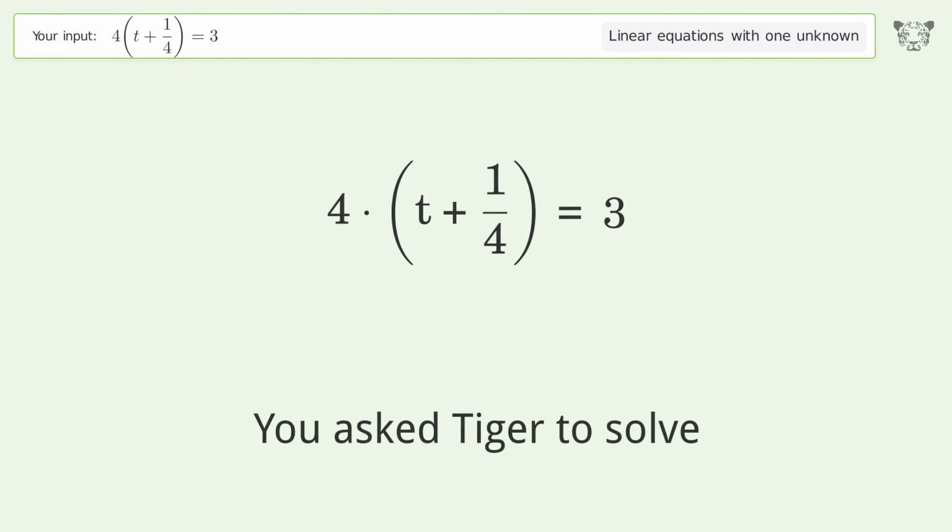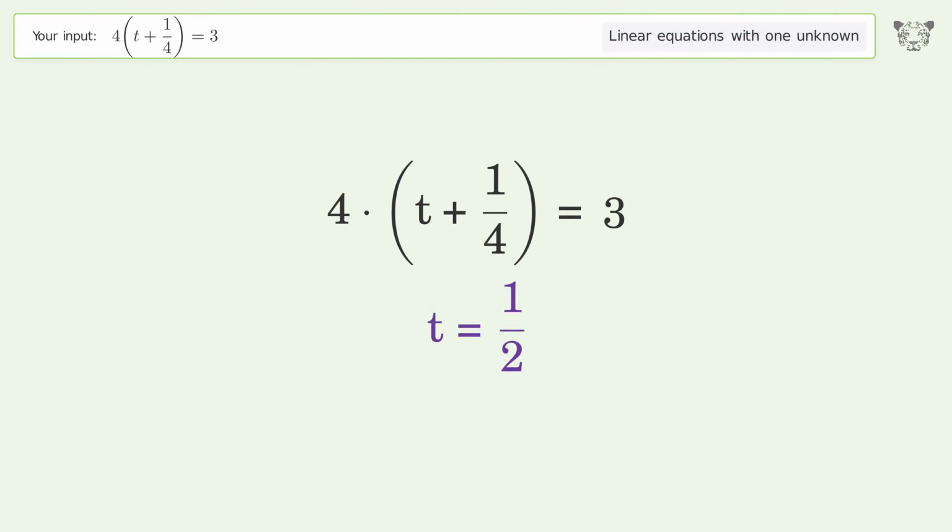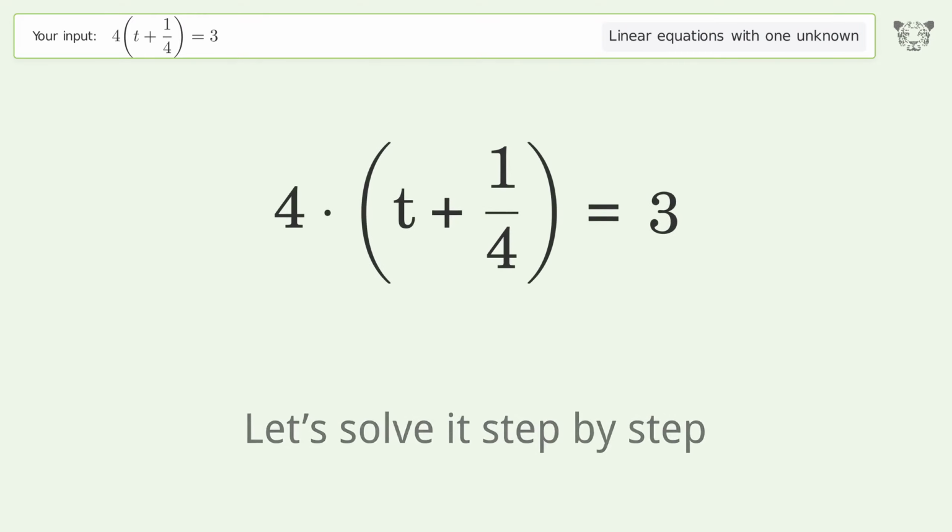You ask Tiger to solve. This deals with linear equations with one unknown. The final result is t equals 1 over 2. Let's solve it step by step.